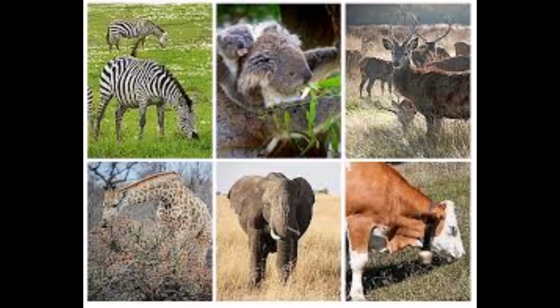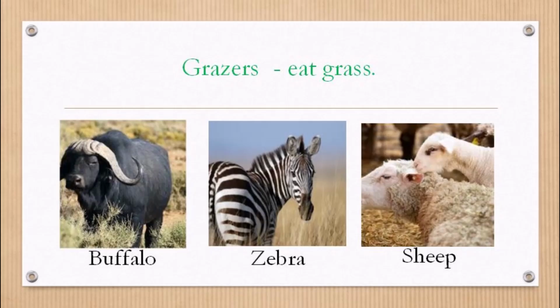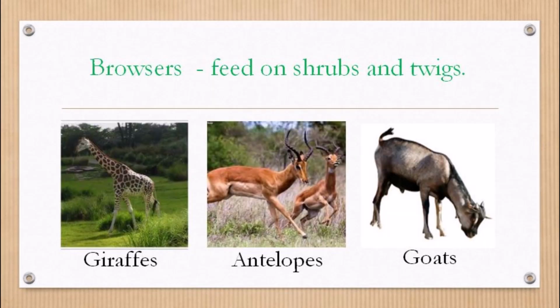Herbivorous animals are divided into two categories. Category 1, we have grazers. Grazers eat grass, for example, buffalo, zebra, and sheep. Category number 2, we have browsers. These feed on shrubs and twigs. Examples are giraffes, antelopes, and goats.